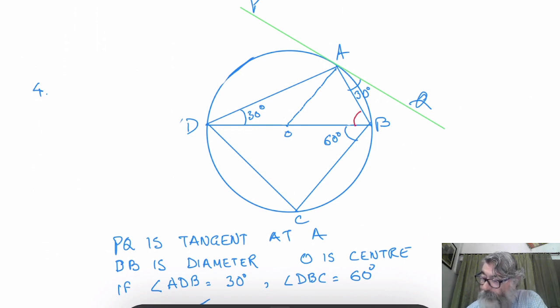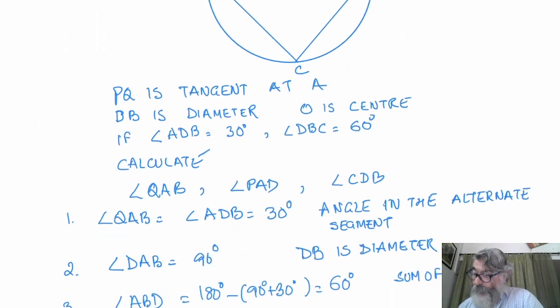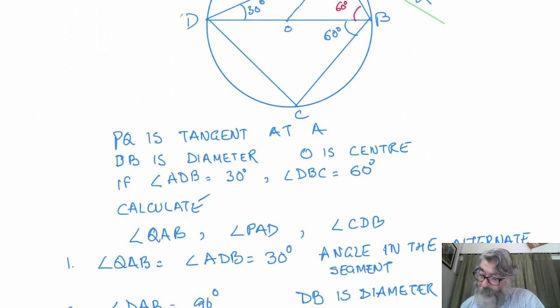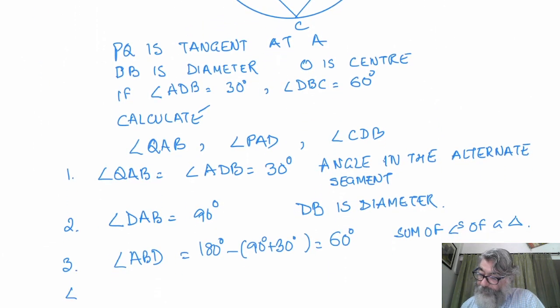This angle is 60 degree, then this angle is also 60 degree. Again the same reason. Angle between tangent and a chord is equal to the angle in the alternate segment. What will we say? Angle PAD will be equal to angle ABD will be equal to 60 degree, angle in the alternate segment.